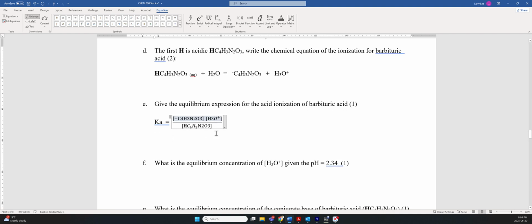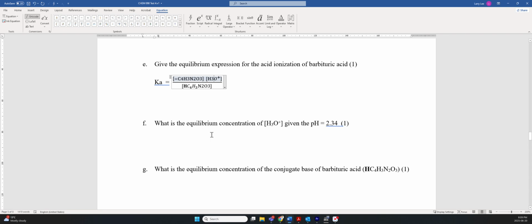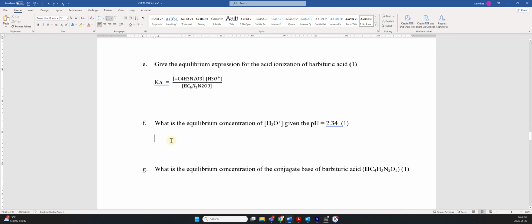Okay, so this is the equilibrium expression. Now, what is the equilibrium concentration of H3O plus given the pH? This is a hint right there. So all you have to do is 10 to the minus 2.34. Write this in scientific notation. Okay, you have to write this in scientific notation, or else you won't be able to calculate Ka.